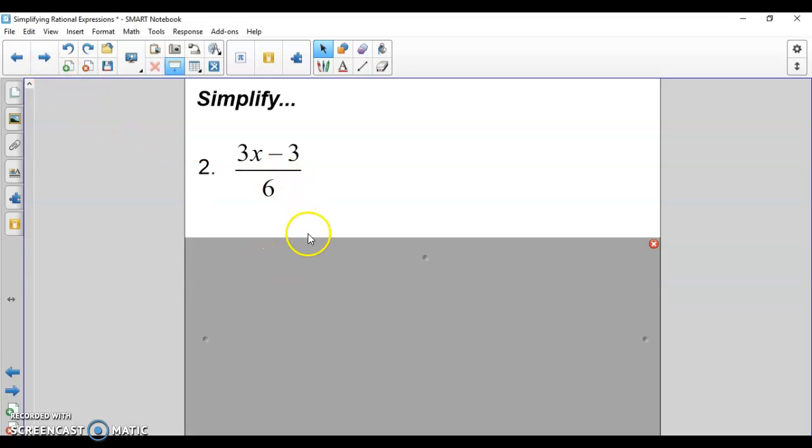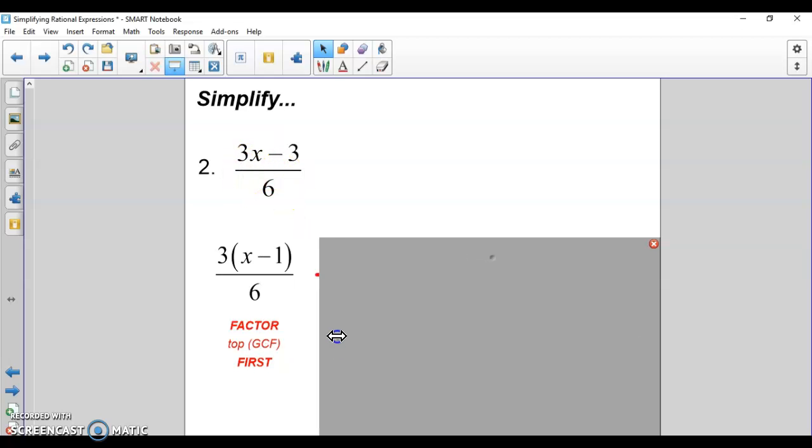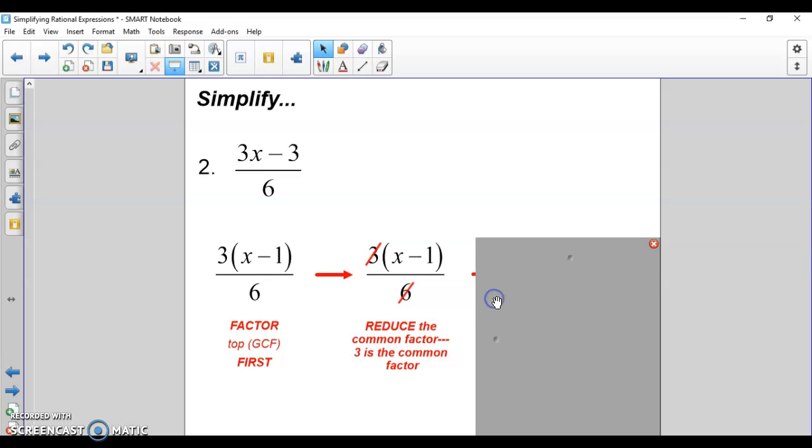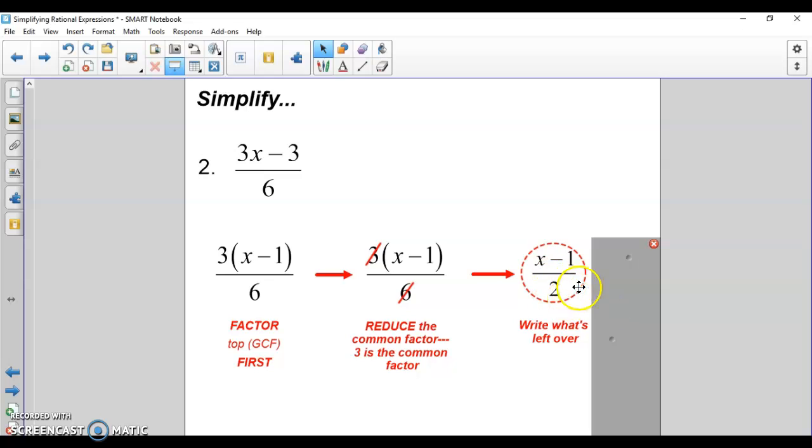Same deal here. Sometimes all you can do is a greatest common factor, so I take out a GCF up top. It's a 3. Then I reduce by the common factor. 3 and 6 have a common factor of 3, so I reduce that down. I'm left with an x minus 1 up top, and it's over 2 on the bottom. And that's my answer.